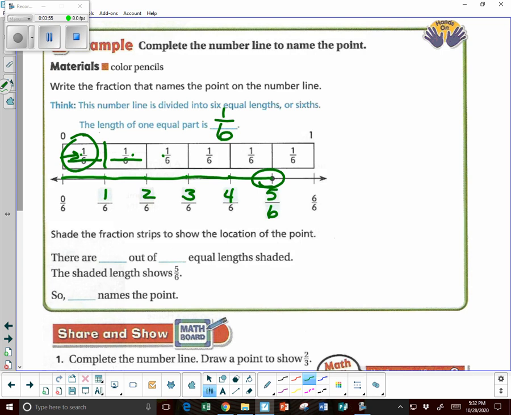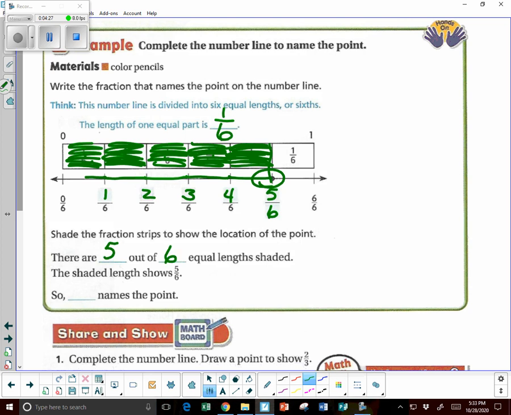Okay? So we're going to shade the fraction strips to show the location of the points. So I'm going to shade 1/6. Let's say shade 2/6, 3 of the 6, 4 of the 6, and then 5 of the 6. That's where my point ends. So I have shaded 1, 2, 3, 4, 5 of the 6. There are 5 out of 6 equal lengths shaded. So the shading length shows 5/6. So 5/6 is where that point is on that number line.